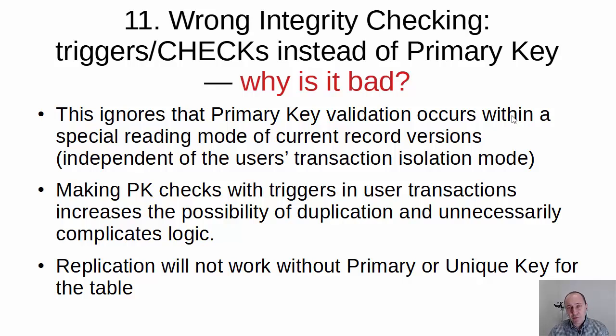And third, also a big problem: native replication will not work in Firebird 4, Firebird 5, and HQBird, all versions, without a primary key or unique key for the table, because the replication engine will not be able to distinguish one record from another. So how do you update or insert a record if you don't know whether it's a duplicate or not? So use a primary key.